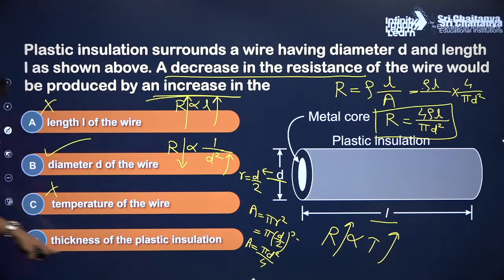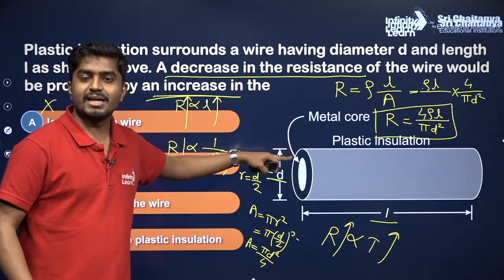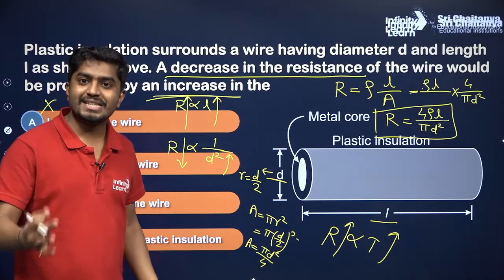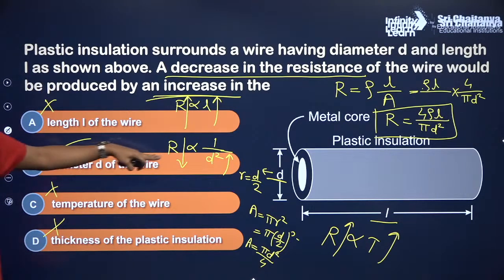And the last one, thickness of the plastic insulation. So the thickness of the plastic insulation will not change the resistance of this wire. So this one is not correct. So the only correct option is option number B.